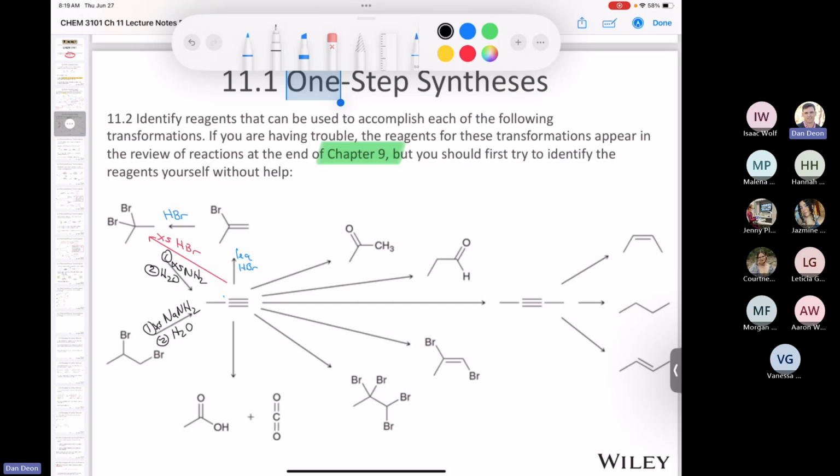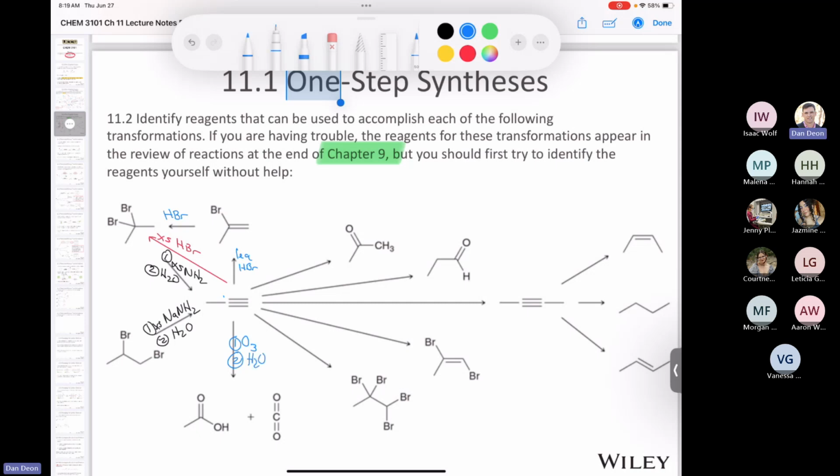Okay, next one, if we're doing an ozonolysis reaction, it's very similar to the ozonolysis of an alkene, in that the first step is ozone, but the second step is going to be water when we're dealing with an alkyne.